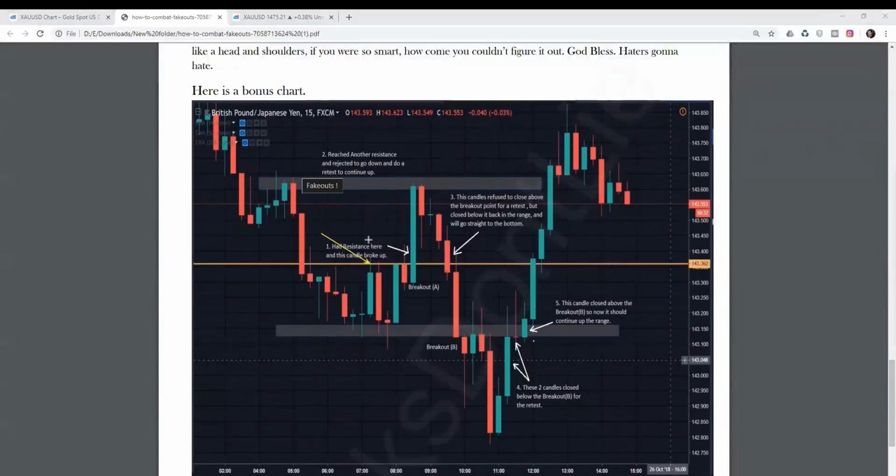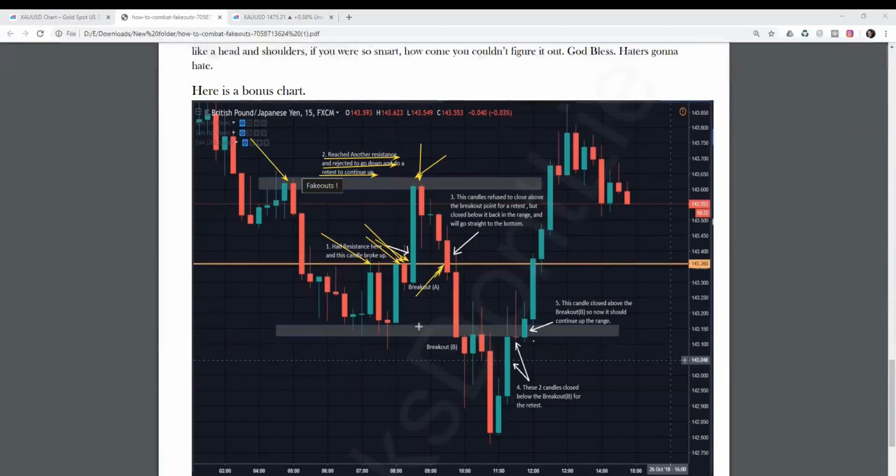So this was resistance here, candle broke up, came up to this resistance, another resistance reached, and the candle rejected to go down to retest, right? So this was resistance reached over here. Now this candle refused to close above the breakout point of retest. So this candle had to close bullish at this previous resistance, but it closed back in the range and will go straight to the bottom.